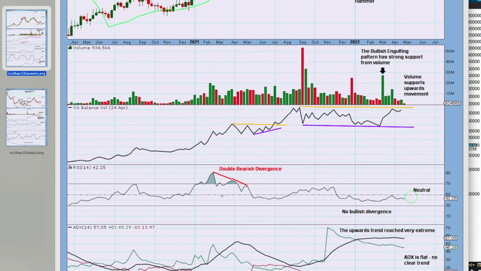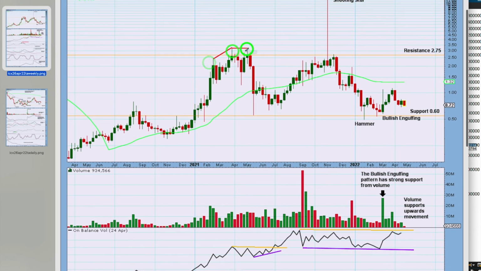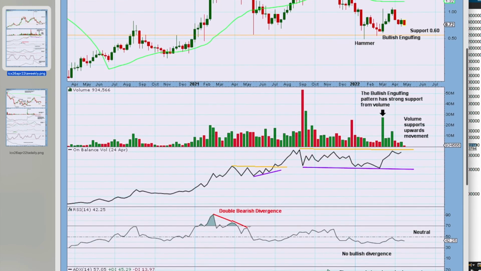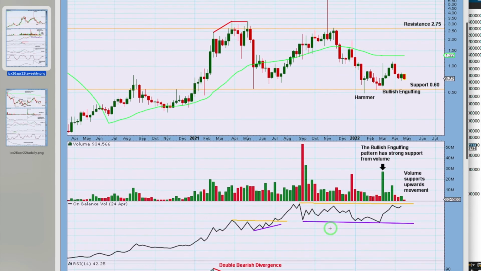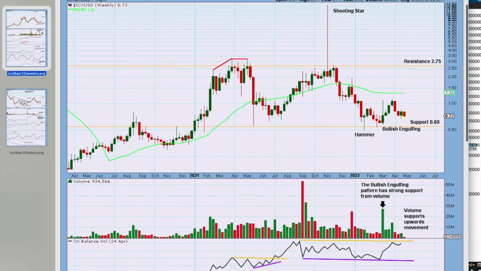RSI is neutral. There was double bearish divergence at this important high. I'm not going to count bearish divergence between here and here, because when you look at the close of this candlestick, it's below here, so we would be looking at that very strong upper wick. And I'm taking both into account, to be honest, the highs and lows when I look at divergence, but I'm also considering where price is closed.